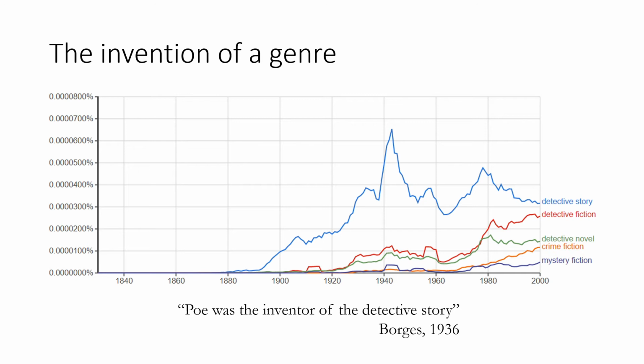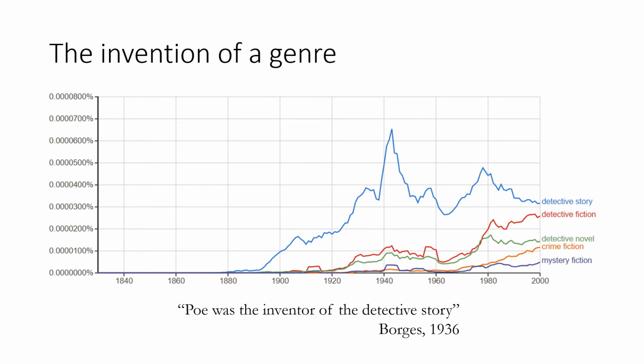First, let's have a look at this figure. It shows the frequency of the phrases detective story, detective fiction, detective novel, and crime fiction in the English subcorpus of the Google Ngram viewer, the largest existing book corpus. Prior to the 1880s, these phrases were extremely rare. The detective story grew first. Detective novel and detective fiction started rising in popularity only in the 1920s. And the now widespread term crime fiction became popular only in the 1970s to the 1980s.